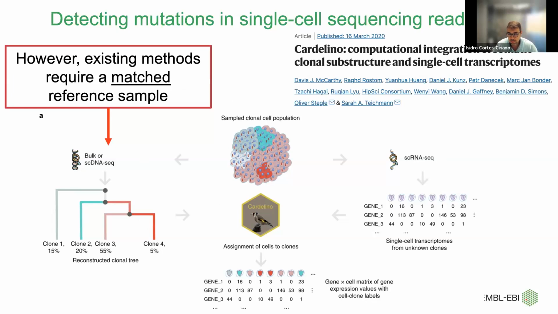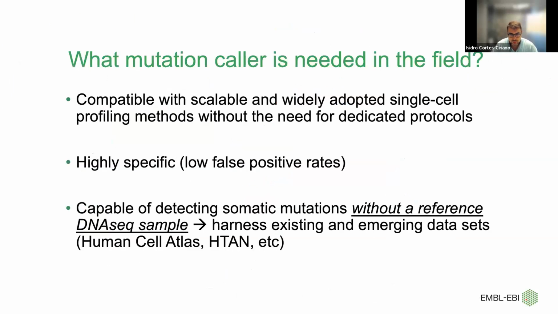And for most data sets that are out there, we can think about the Human Cell Atlas, for example, there is really no matched sequencing data. So what we think is needed in the field, and that's why we developed SComatic, is an algorithm that should be compatible with scalable and widely adopted technologies. It wouldn't be very useful to have an algorithm that is only compatible with a sophisticated experimental protocol that no one else is using beyond a few labs, right? We want an algorithm that works with widely spread technologies, such as 10x Genomics.